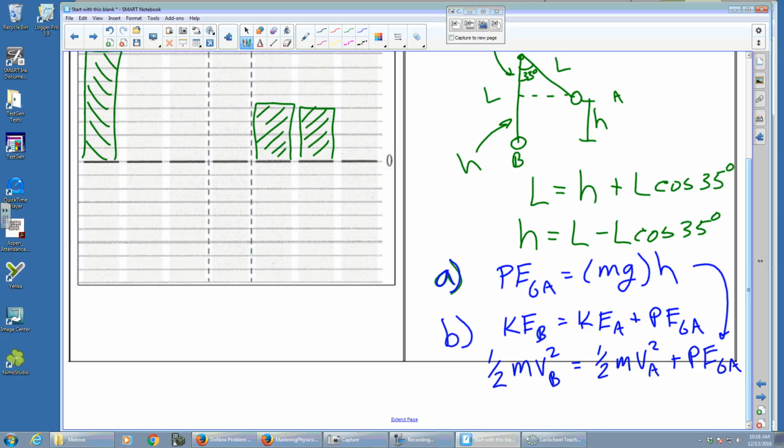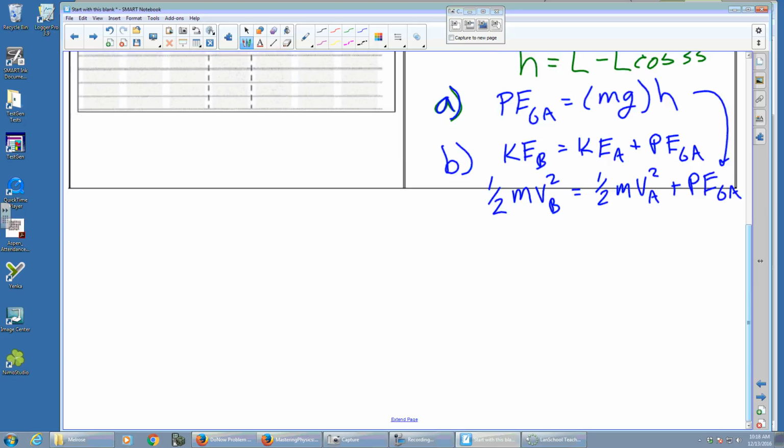Always happy when you can reuse the value. And then you know m. You know the speed at b. Why do we know the speed at b? Because they give it to you. And I know m, and hopefully I know 1/2. And I'm looking for VA.